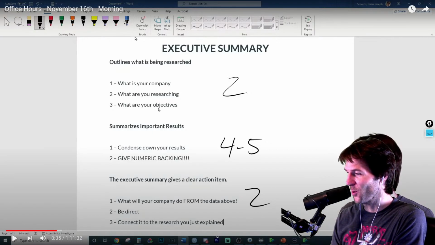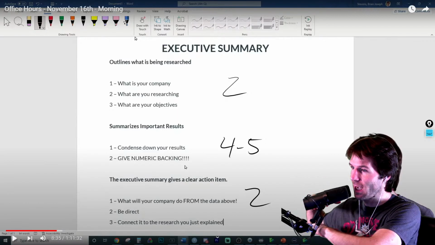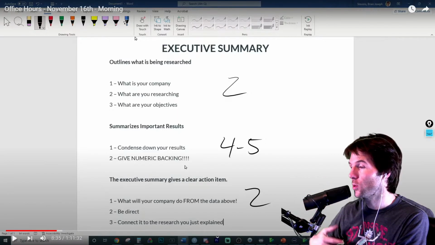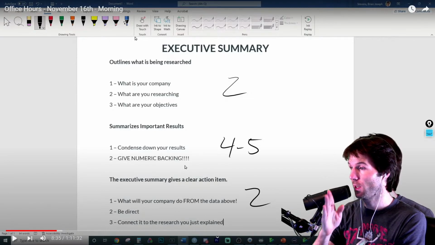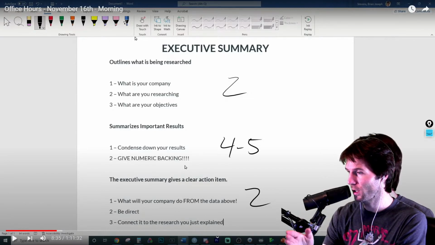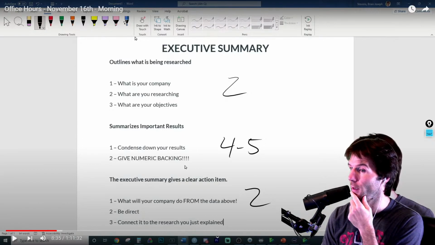And so next, we're going to summarize important results. Give the numeric backing. You want to take your results and condense them down from your report and make sure to give people the numbers. Here's what we found here. Here's what we found here. These are the numbers. This is what supports these ideas that we are having.